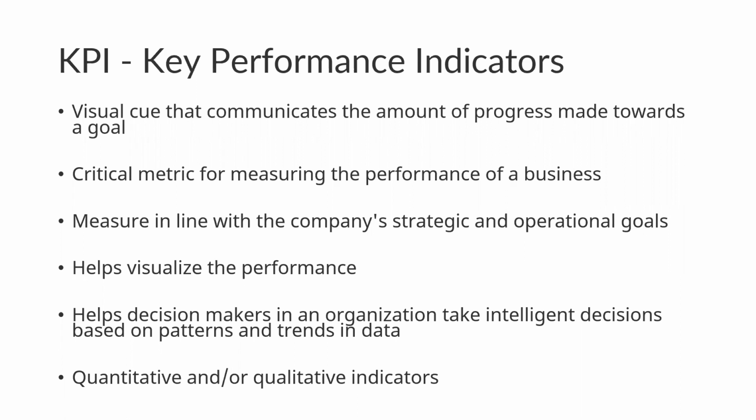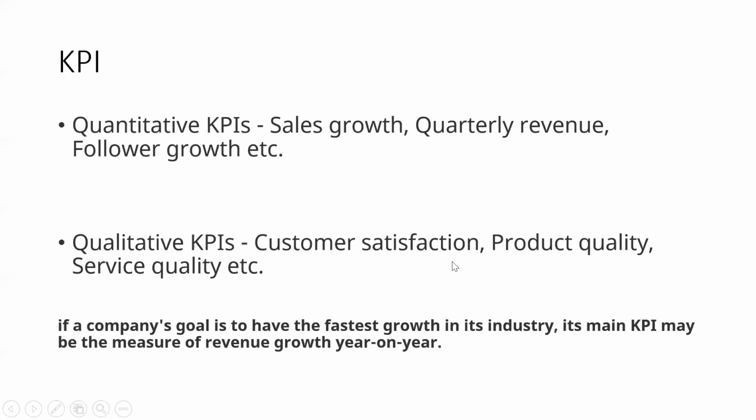Okay, we have some examples. What is a KPI? It's a critical metric for measuring performance for the business. It should be oriented on the company's strategic and operational goals. It should also help with visualizing performance. But what is a KPI actually? For example, the user wants to see sales growth or quarterly revenue. So this is called a KPI, key performance indicator.